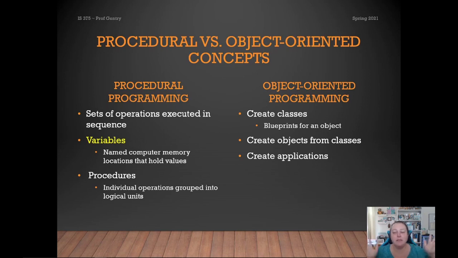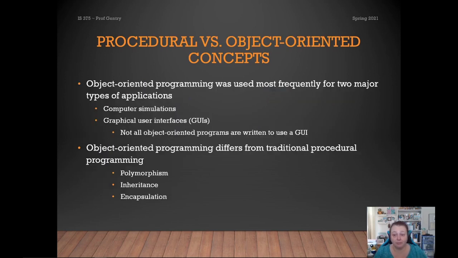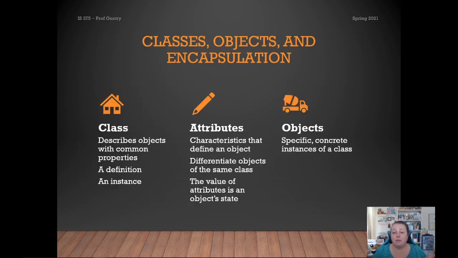Object-oriented programming, on the other hand, uses classes. Classes are blueprints for the creation of what we call an object. These objects are going to be used and implemented by various different parts of your application. Object-oriented programs are most frequently used for simulations and for GUIs. But there are some advantages to using object-oriented programming. Some of them are polymorphism, inheritance, and encapsulation. We're going to talk about that in just a minute. Great big words, but the idea behind them is not as difficult as it sounds.